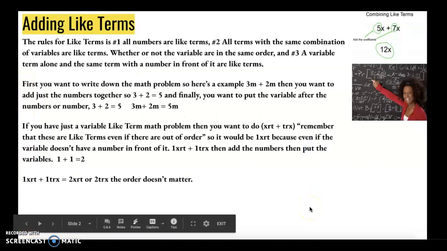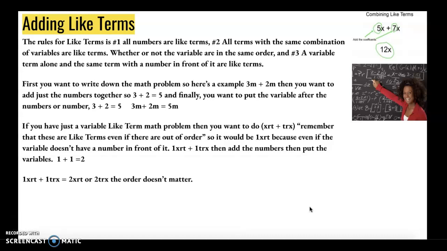Adding like terms. The rules for like terms: number 1, all numbers are like terms. Number 2, all terms with the same combination of variables are like terms, whether or not the variables are in the same order. And number 3, a variable term alone and the same term with a number in front of it are like terms. So first you want to write down the math problem.